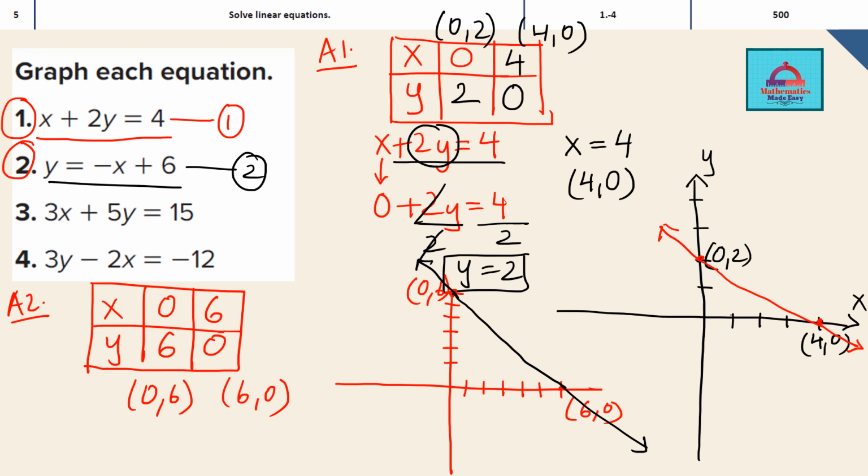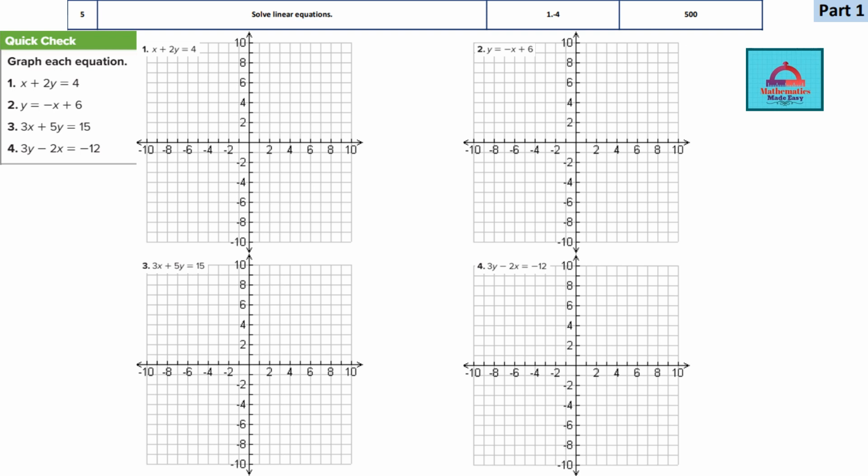Now I want you to try question 3 and 4 yourself, and let's check your answers. So this is how the correct answers are going to look like. Please check your graphs. So first you draw the intercepts, join them with the line. Similarly, you draw the intercepts, join them with the line.